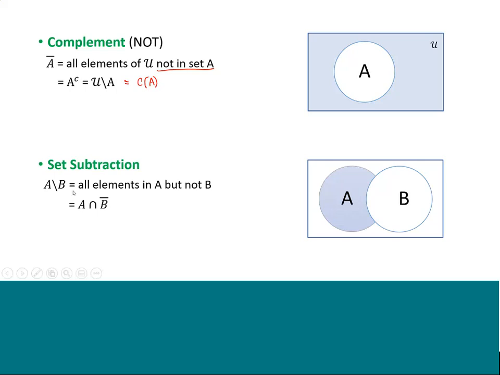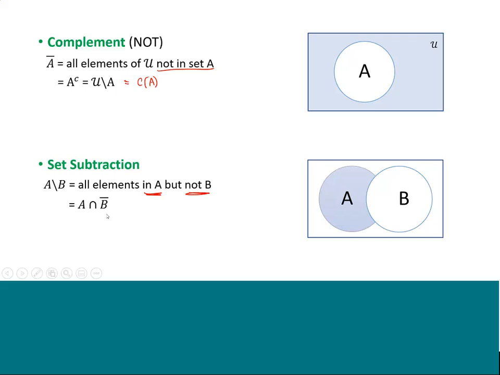Set subtraction itself officially is A subtract B. So this is all the elements that are inside of A, but then you remove the ones that are in B. So you essentially take A and then get rid of the intersection of A and B. Okay?